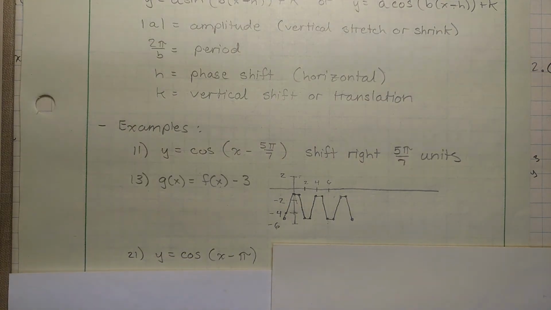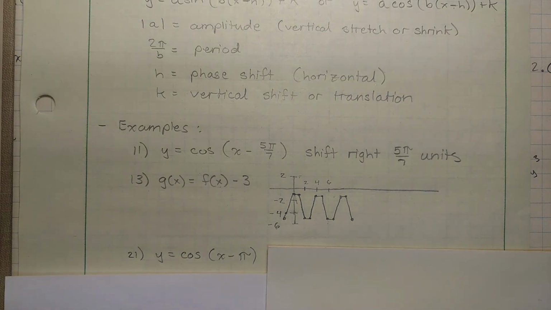All right, let's look at 21. So 21 gives us the following equation. It gives us y equals the cosine of x plus pi. Oh, sorry, I was looking at the wrong one. Cosine of x minus pi. So this pi is inside the function. It's subtracted from the x. And it asks us to graph the translation on the interval from 0 to 2 pi.